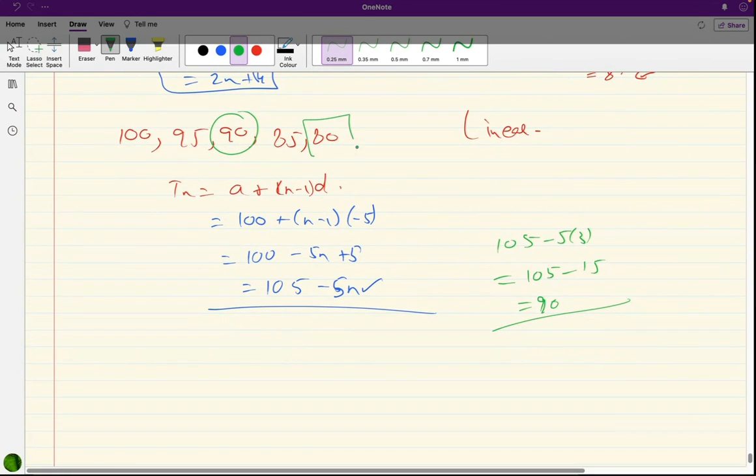And let's say I'm checking with the fifth one. So 105 minus 5 into 5. So 105 minus 25, and we get 80.